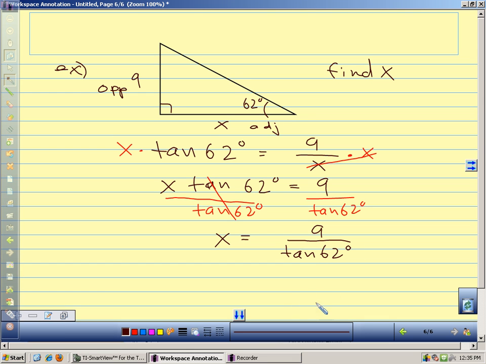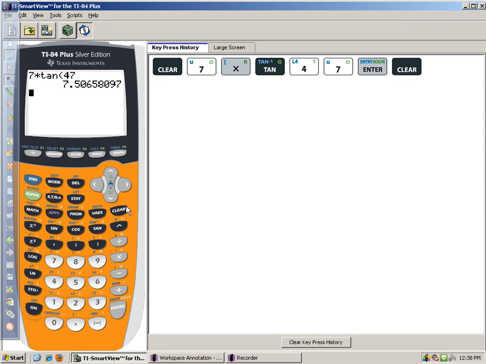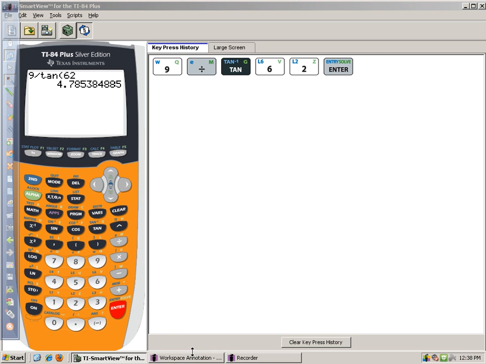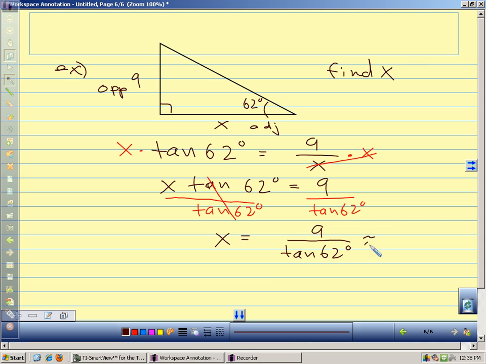And then my last step is to use the calculator. So now I'm going to go to the calculator, clear this out, and I'm going to do 9 divided by the tangent of 62 degrees, and I get 4.79. So x is approximately equal to 4.79. Questions on that?